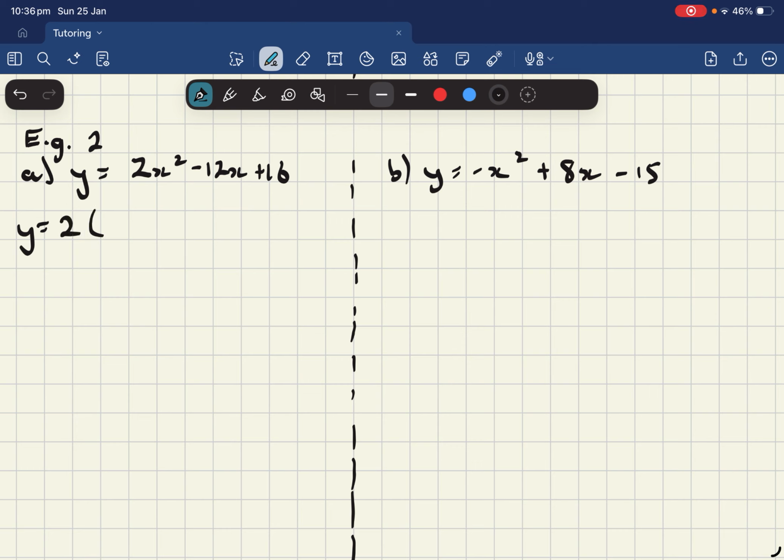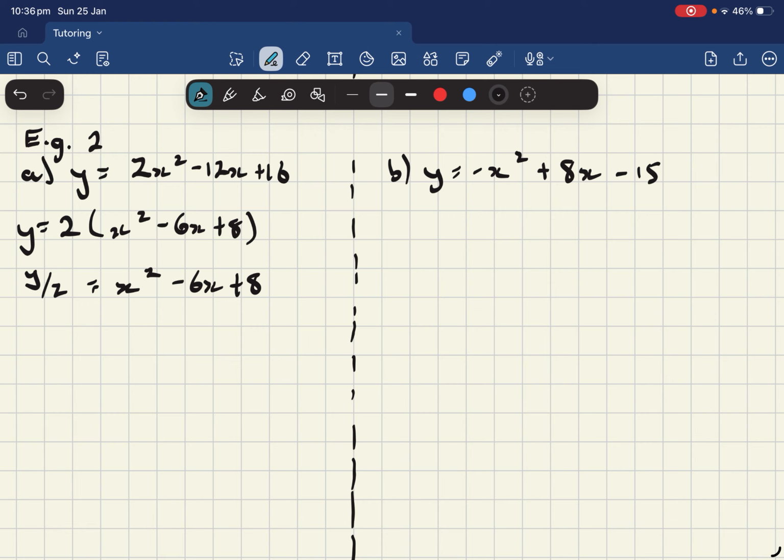I'm going to factor out 2, which leaves me with x squared minus 6x plus 8 over here. Now I'm just going to divide this 2 to the other side just temporarily. So I'm going to divide both sides by 2. This gives me y over 2. And now I just have my monic quadratic on this side where I can complete the square.